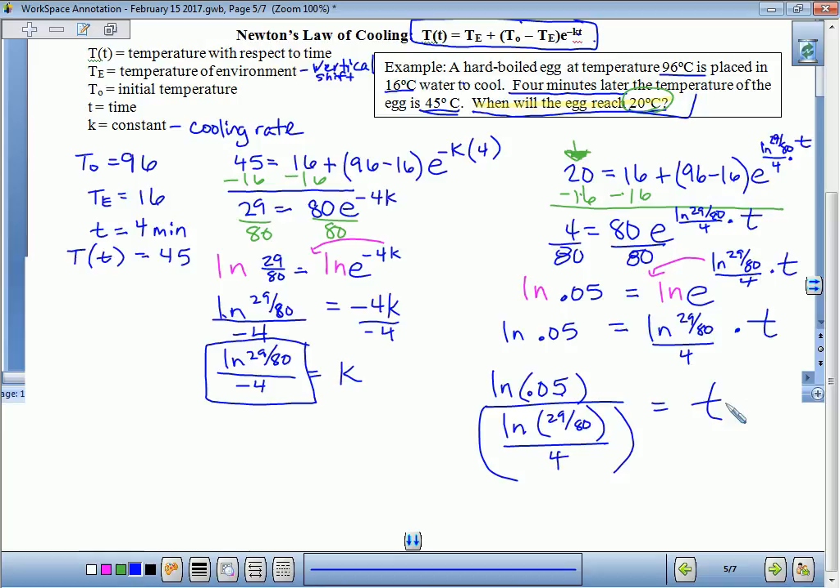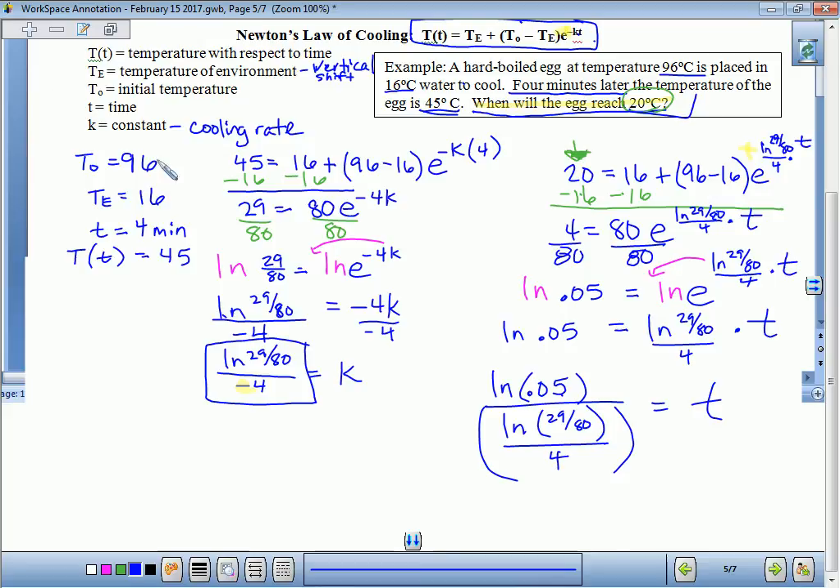Is 4/80, the natural log of 4/80, 0.05? Yeah, 4 divided by 80 is 0.05. Yes, sir. Where did the negative on the 4 go? The negative canceled with this negative. See, in the formula, there's a negative right there. So this negative and this negative canceled to make a positive up there. Oh, okay.